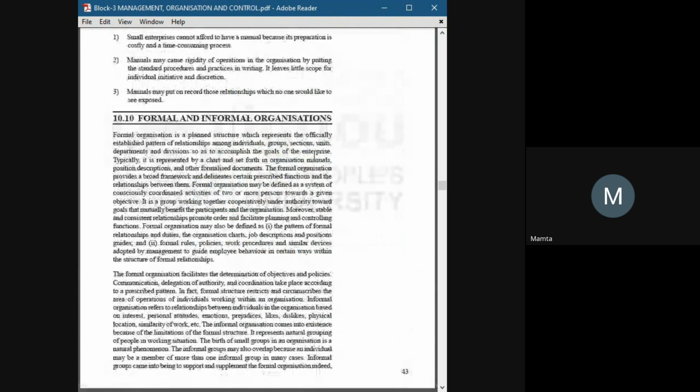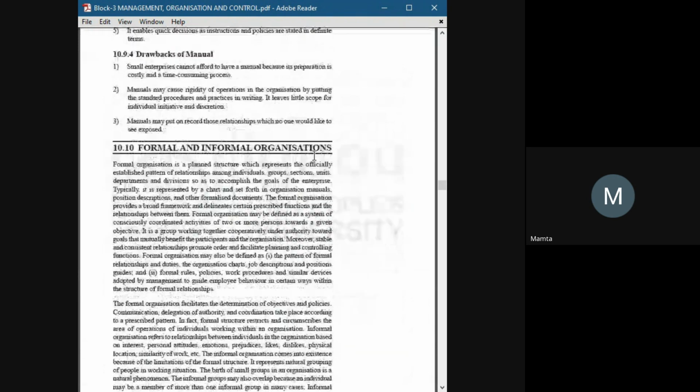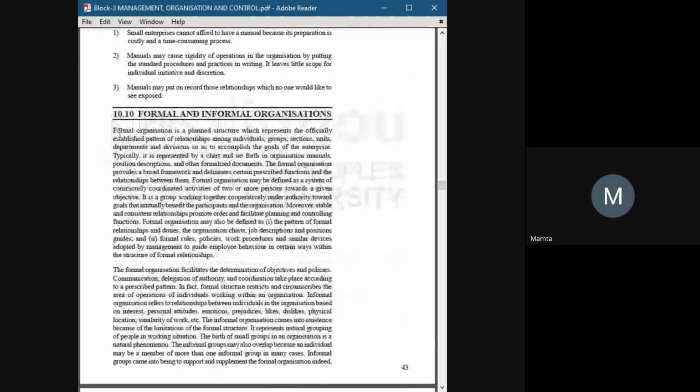Formal and informal organization. After the manuals, we come to the formal and informal organization. Formal organization, as the name says, is a planned structure which represents the officially established pattern of relationship among the individuals, groups, sections, units, departments, and divisions, so as to accomplish the goal of the enterprise. And on the other hand, the informal organization comes into existence because of the limitations of the formal structure. It represents the natural grouping of people in working situations.